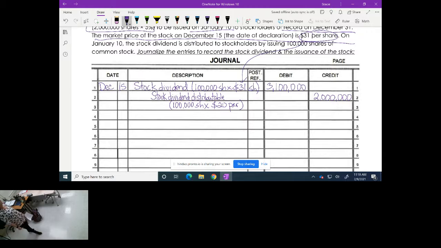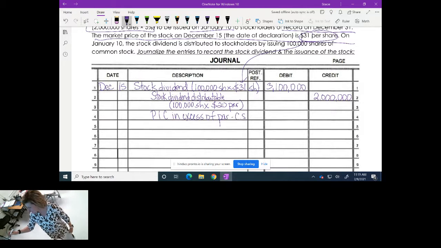Okay, so what do you think the difference is going to go to? You can do it. Just take a stab. Y'all seen it so much. All right, it's going to go in paid in capital, excess stock dividend, in excess of par common stock.